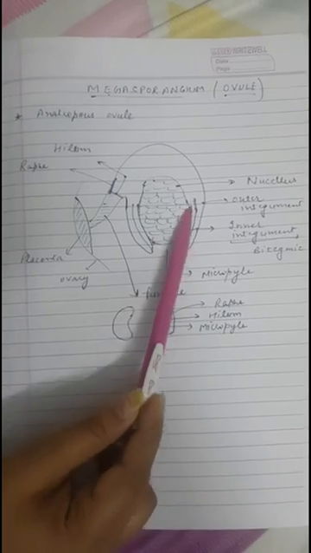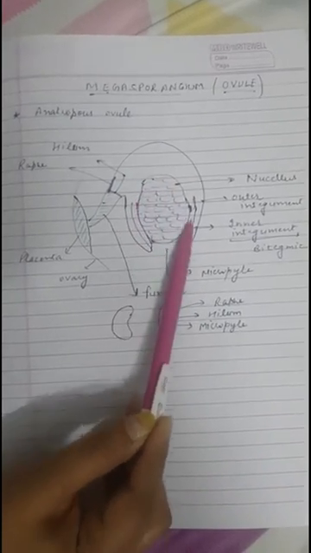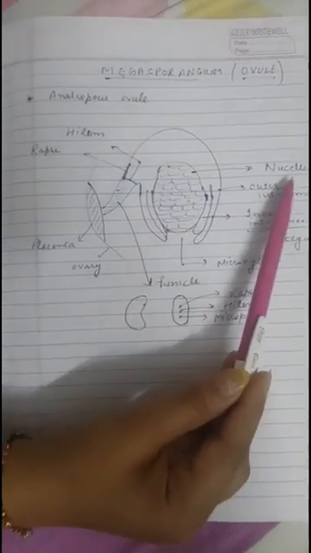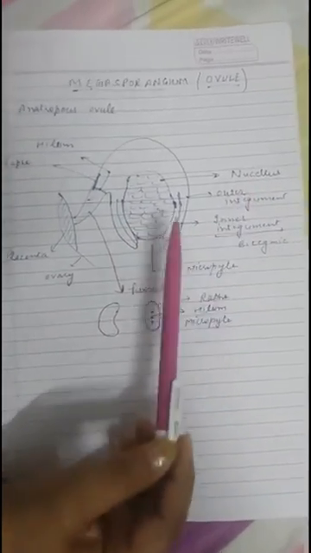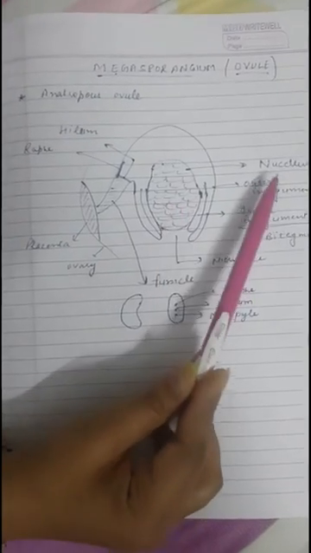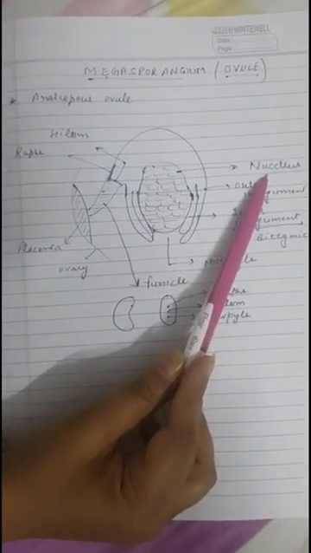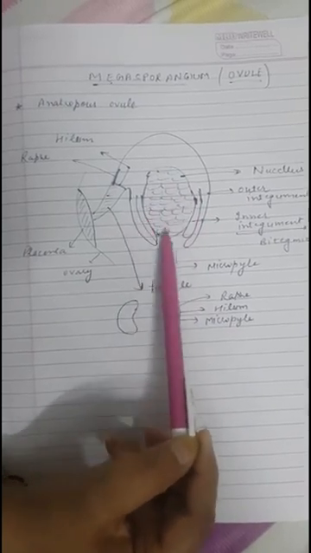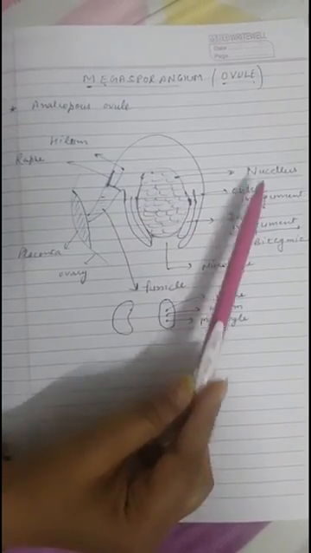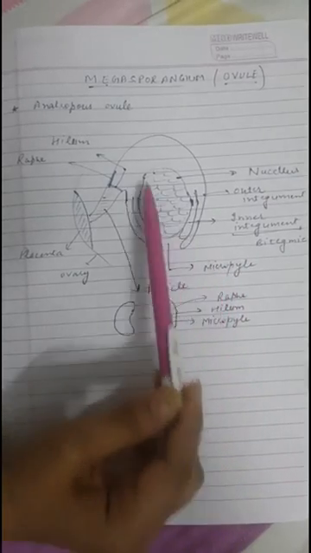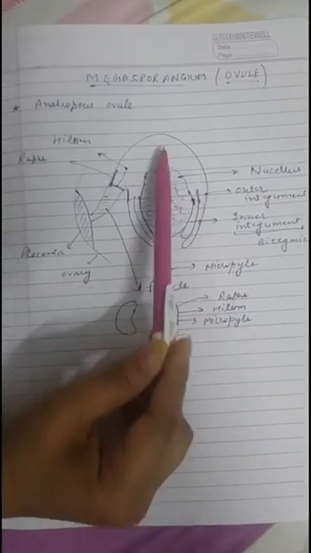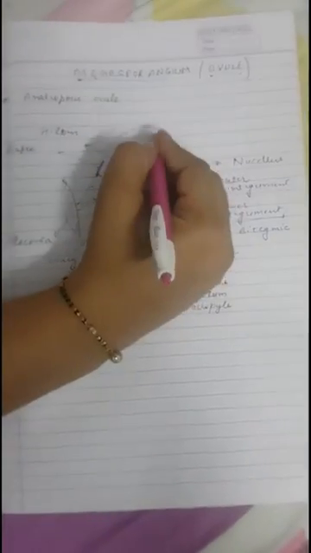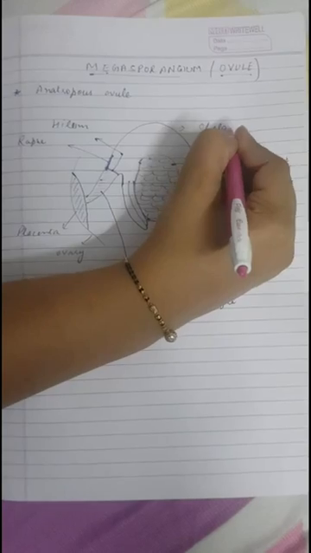Now inside the ovule, this circular oval shaped structure which is enclosed in the ovule is called nucellus. This is actually a nutritive tissue which will later provide nutrition to the growing embryo. This tissue is called nucellus. And the end of the ovule just opposite of the micropyle is called chalazal end.